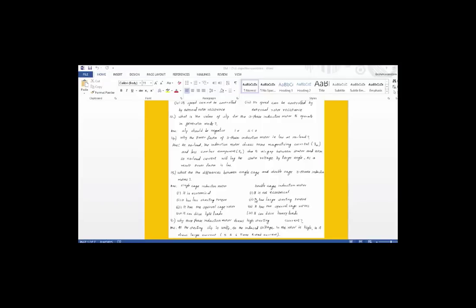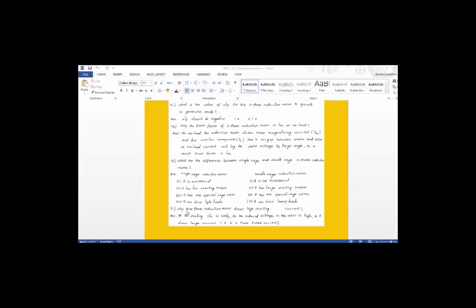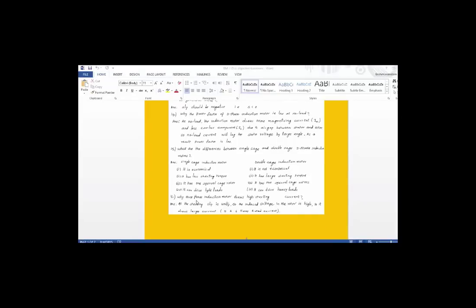Coming to the double cage induction motor, first point, it is not economical. Second point, it has large starting torque. Third point, it has two squirrel cage rotors. Fourth point, it can drive heavy loads. 16th question. Why does a three-phase induction motor draw high starting current?